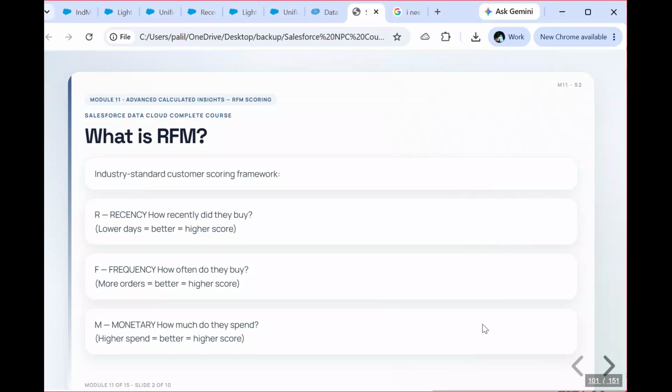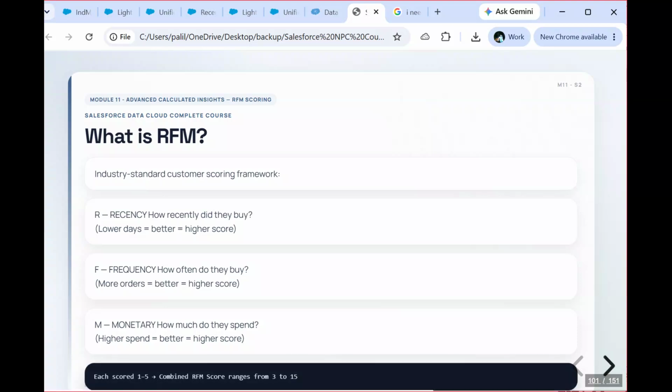By scoring customers on all these three dimensions on a 1 to 5 scale and combining them, you get a composite score from 3 to 15 that tells you at a glance how valuable and engaged each customer is.